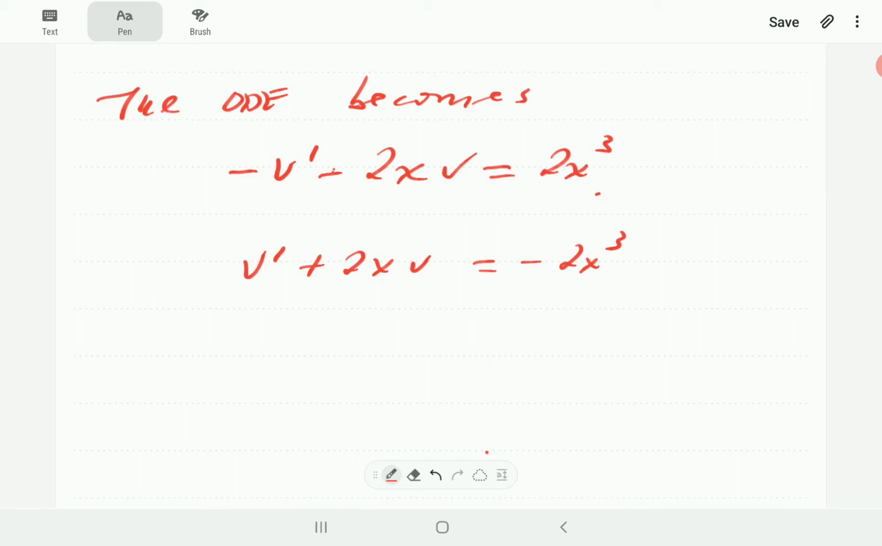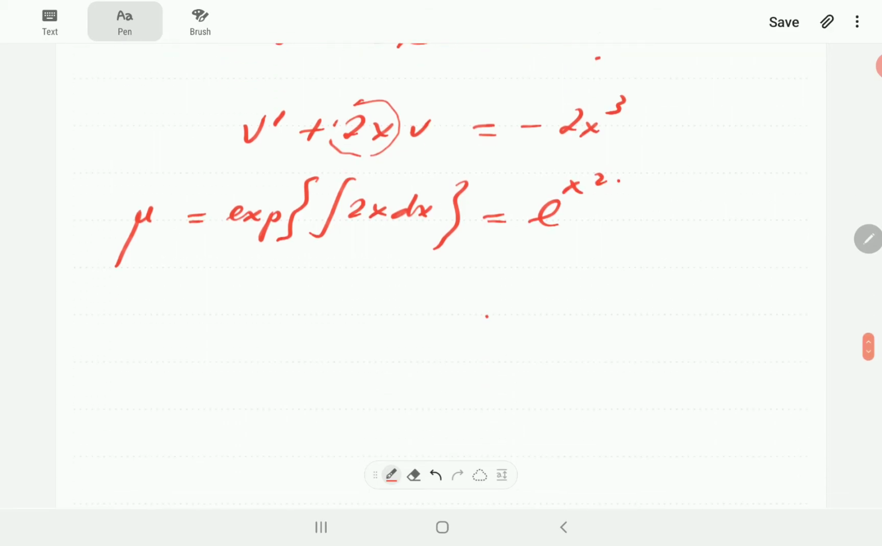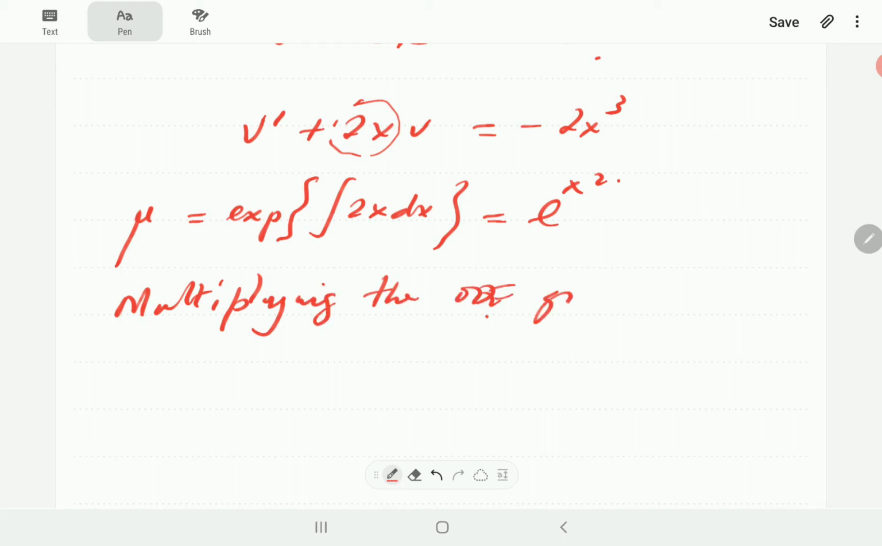And the integrating factor is going to be the exponential of the integral of 2x. So mu is the exponential of the integral of 2x. So this is just e to the x squared. So if we multiply the ODE, remember this is just going to be d dx of v times e to the x squared.